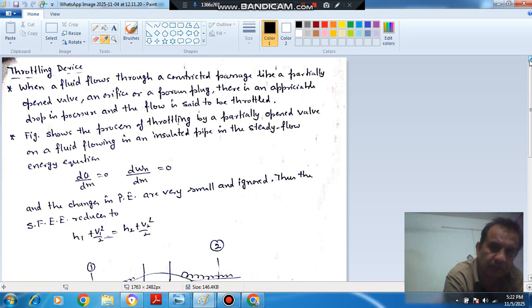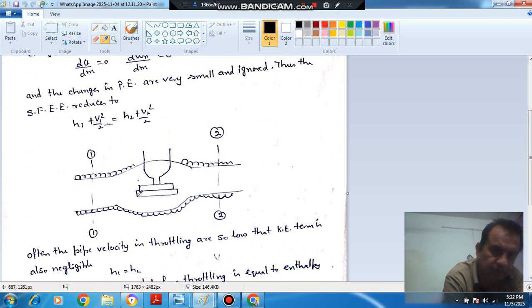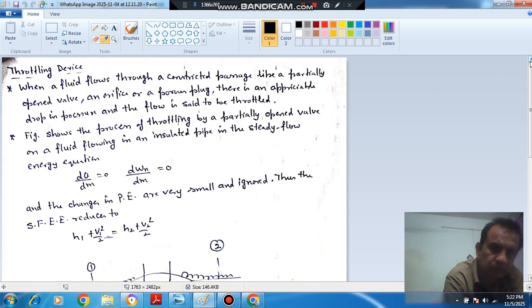Here I'm just reading this out. When a fluid flows through a constricted passage like a partially opened valve, this is a valve and it is partially opened here, an orifice or a porous plug, there is an appreciable drop in pressure and the flow is said to be throttled. The figure shows the process of throttling by a partially opened valve on a fluid flowing in an insulated pipe.